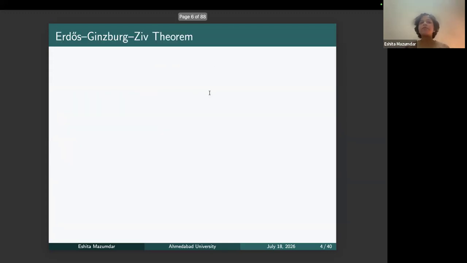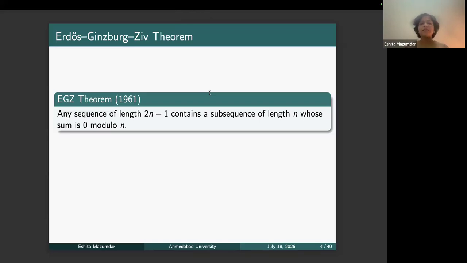That was the first work, done by Erdős, Ginzburg, and Ziv in 1961. It is a classical theorem which says that if you consider any 2n minus 1 integers, then you will definitely get a subsequence of length n whose sum is 0 modulo n. Interestingly, this length 2n minus 1 is indeed the least length having such a property, and you can conclude it with this sequence. Now, this is the base of zero-sum theory.